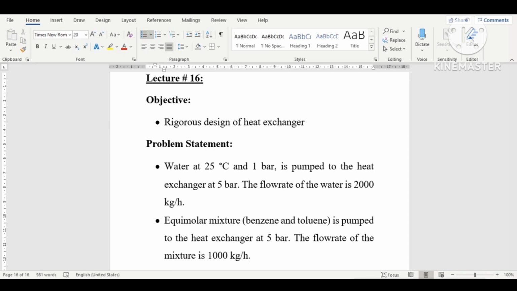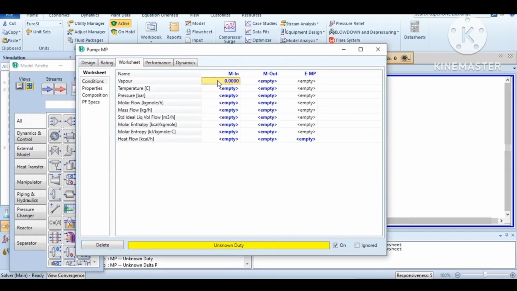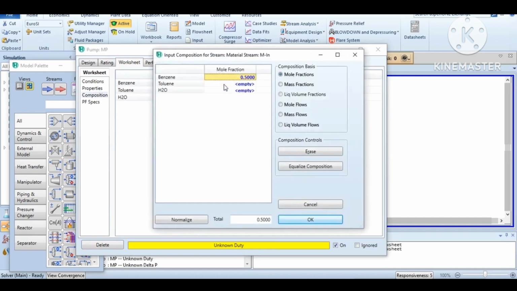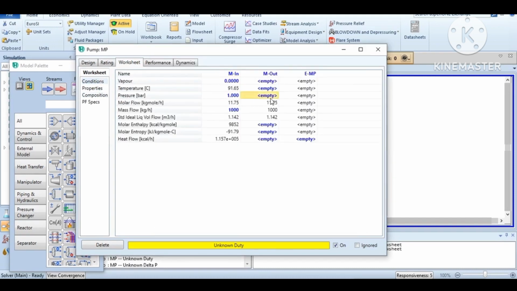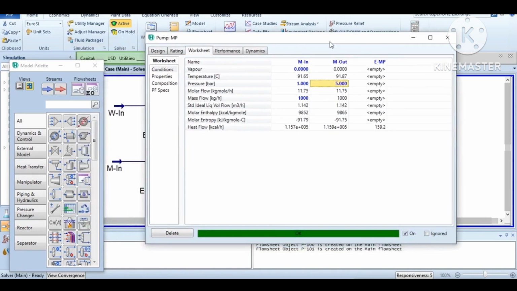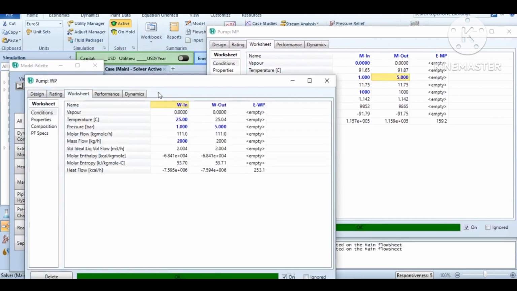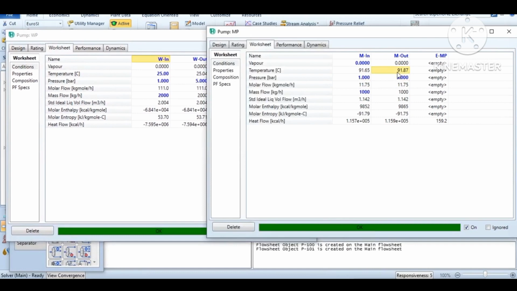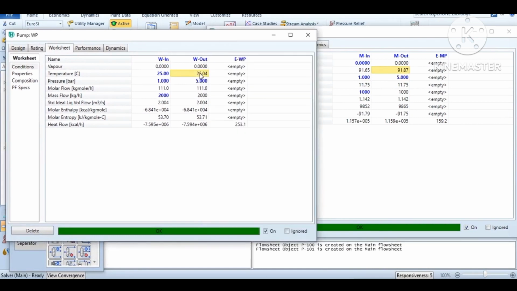So going back to Aspen HYSYS and putting the vapor fraction as 0. So vapor fraction is 0, initial pressure is 1, 1000 kg per hour, and composition for benzene and toluene is 0.5 and 0.5 on a mole basis. Click OK. Then coming back, the pressure is increased to 5 bar. As you see, its pressure is 5 bar at the outlet. The temperature of the mixture is 91.87 at the pump outlet, while the temperature at the water pump outlet is 25.04.